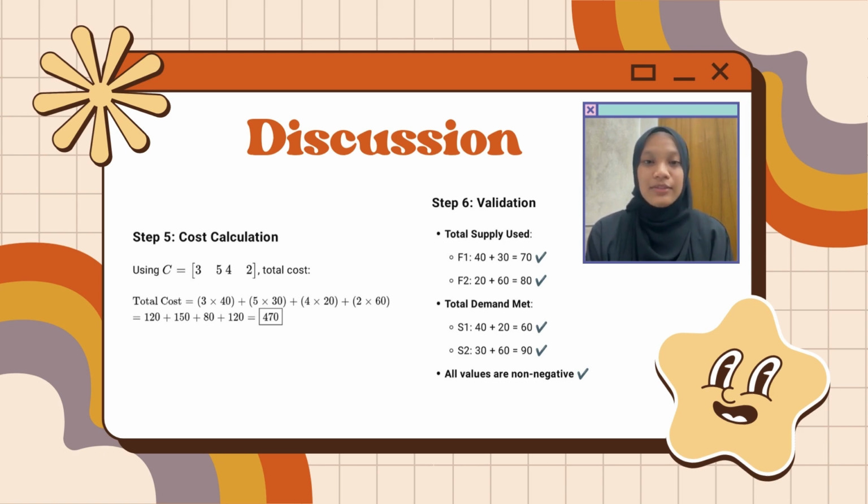The last step is the validation, where we have to substitute the X1, X2, X3 and X4 values into the supply equations and demand equations. And here, it is proven that the total sent from each factory equals the supply, and the total received at each store equals the demand. And also, all transport values are non-negative. So, that's all for this part, as we have solved all the problems.